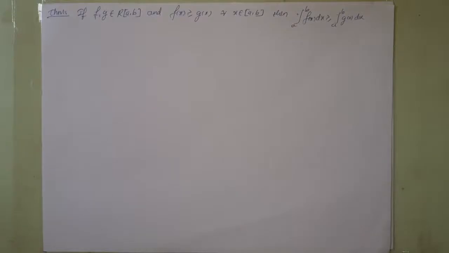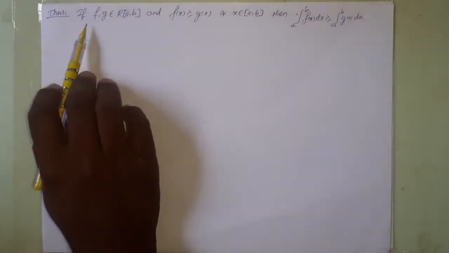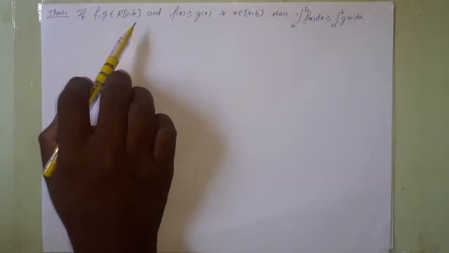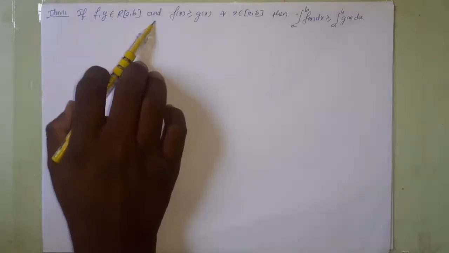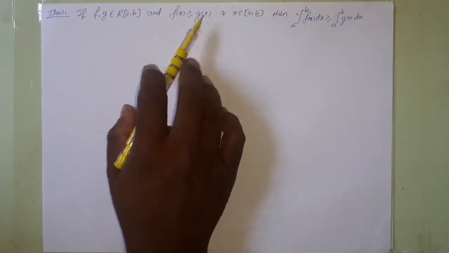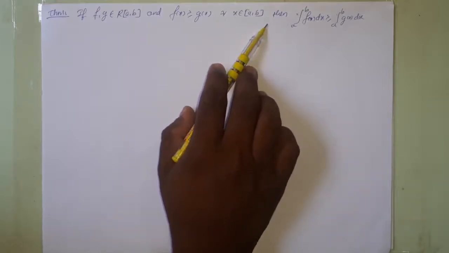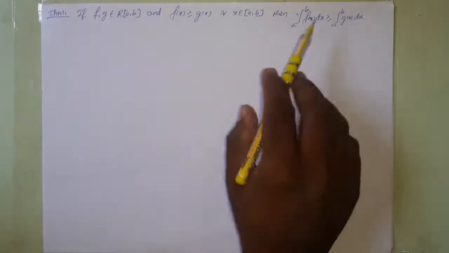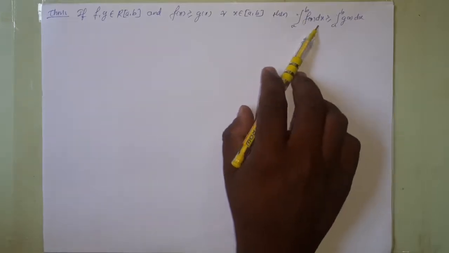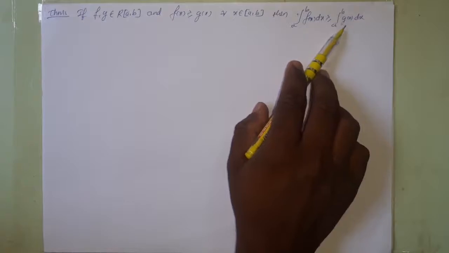In this class, let us discuss the theorem. If f, g belong to R of the closed interval [a, b] and f(x) is greater than or equal to g(x) for all x in the closed interval [a, b], then we need to prove that the integral from a to b of f(x) dx is greater than or equal to the integral from a to b of g(x) dx.